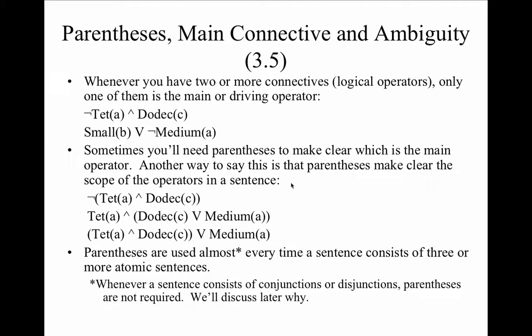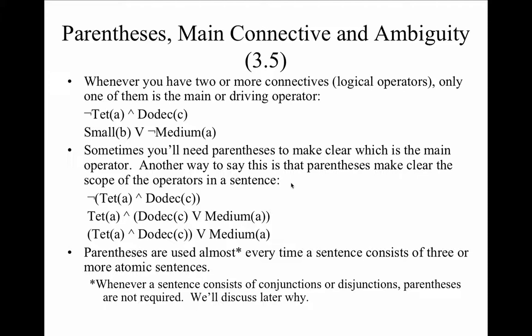In the first case, the scope is limited to the sentence A is a tet. In the second instance, the negation covers the conjunction. So whatever the conjunction says, the negation rejects it. Now let's take a look at the second example under the second bullet point.